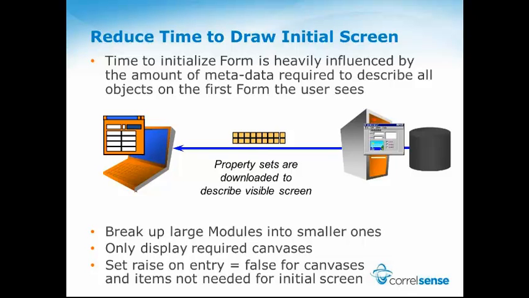We recommend to set raise on entry false, which basically means on entry to the screen, you don't have to raise all 6 canvases and then only show 1. You could raise just the first canvas, and then all the other canvases will be shown when you call them as needed. So basically, even if something is not visible to the end user, if it is raise on entry true, you're still waiting for all those items to load.